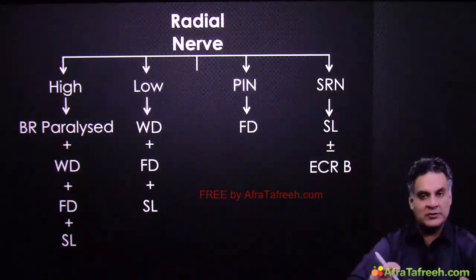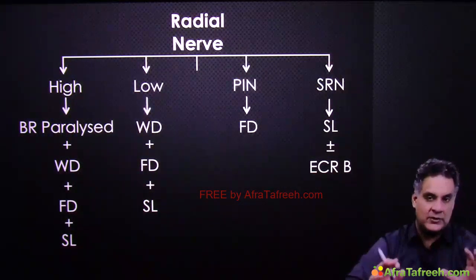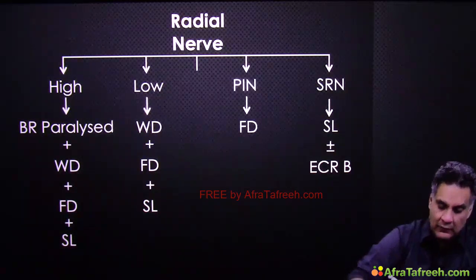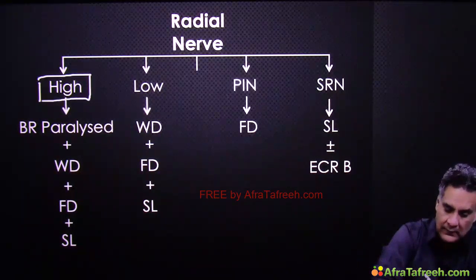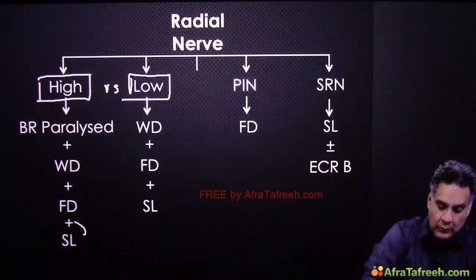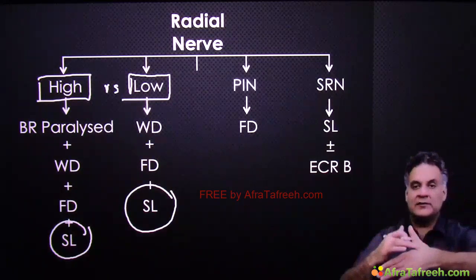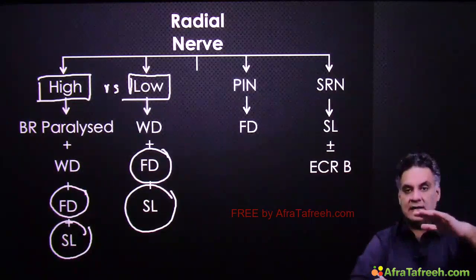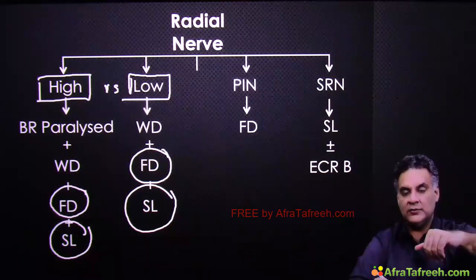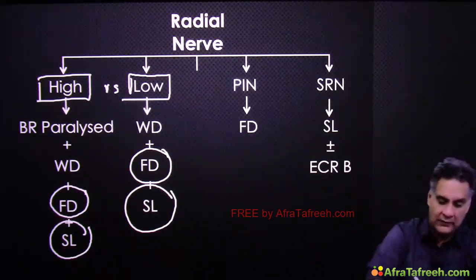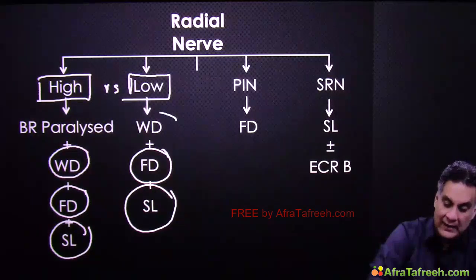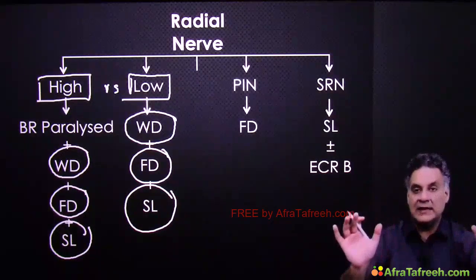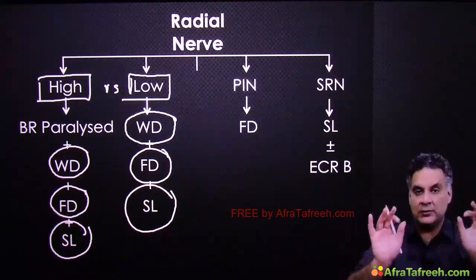Talking about the radial nerve flow chart, I feel that every student should remember that. Let's understand the difference between high versus low radial nerve palsy. I will start from the bottom. Both will have sensory loss in the first web space. Both will have finger drop. You know what is finger drop? This is extension of MCP. This is drop. So loss of extension of the metacarpophalangeal joint is finger drop. Both will have wrist drop. So in high and low radial nerve palsy, all three clinical features are the same, identical.